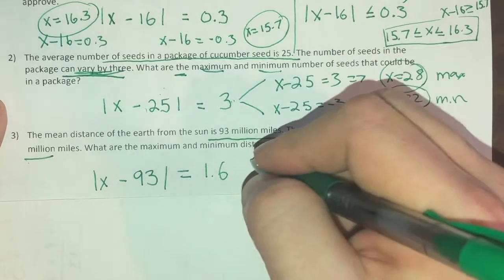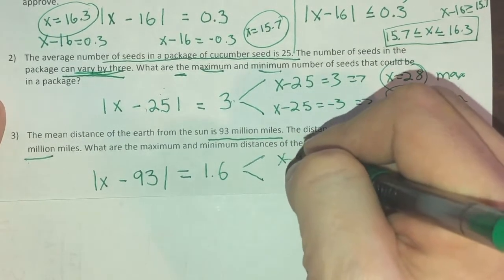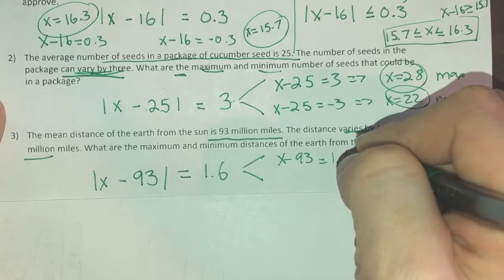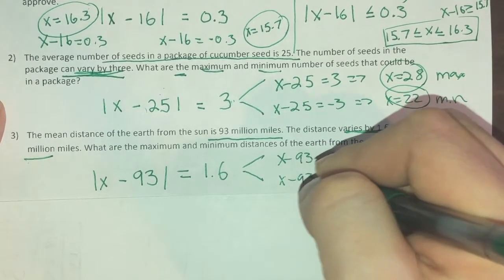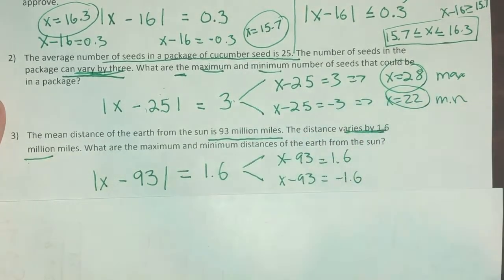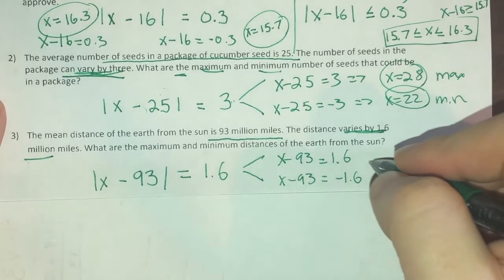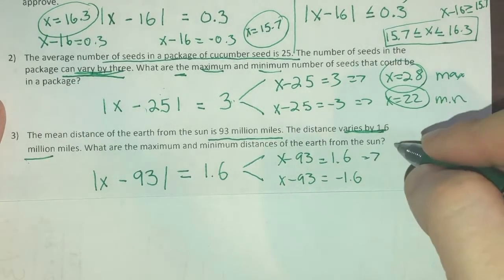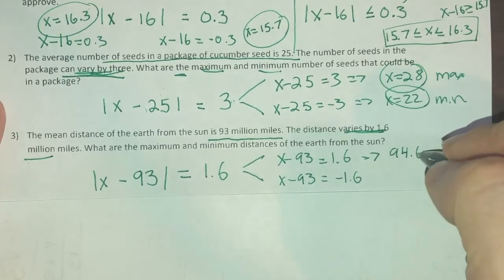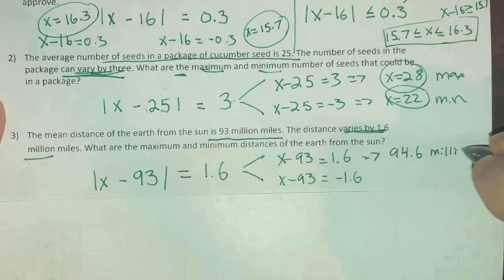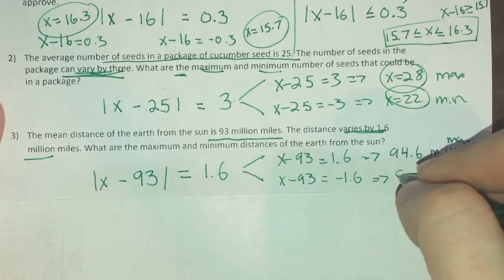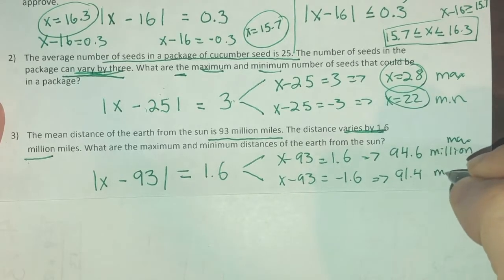Okay, so let's solve it. X minus 93 is 1.6. X minus 93 is negative 1.6. Okay, then we add on both sides. This gives me 94.6 million. That's the max. Okay, this one gives me 91.4 million.